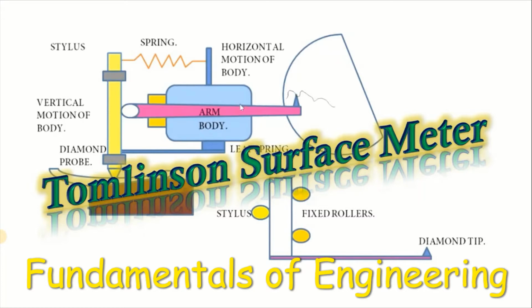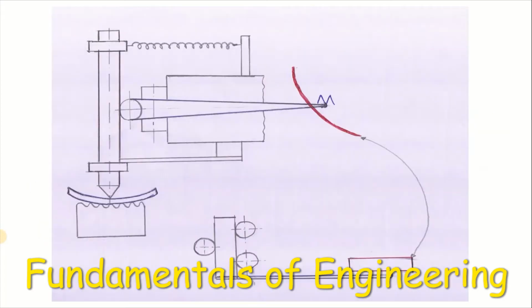Nearly all instruments use a stylus probe type of instrument. These operate on electrical principles, and these electrical instruments can be of two kinds. One is the carrier modulating principle, another is the voltage generating principle. Now we'll look at this Tomlinson surface meter. We are dividing this into two parts. First we'll see the construction, then we are going to see the working of this Tomlinson surface meter.